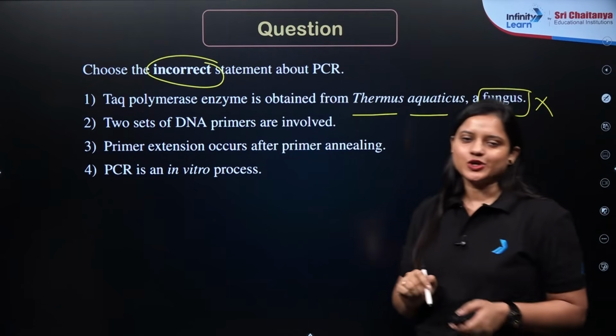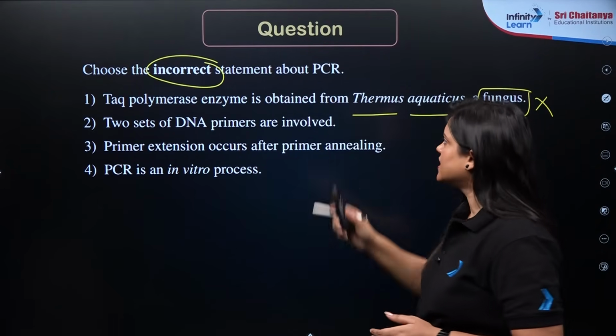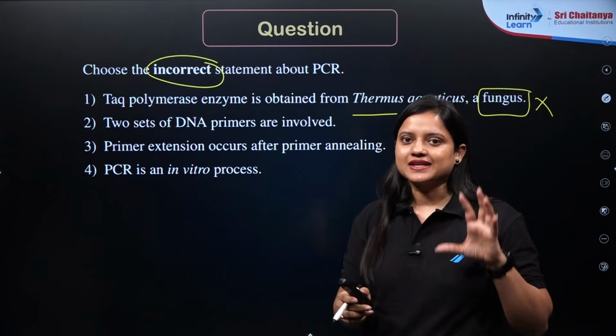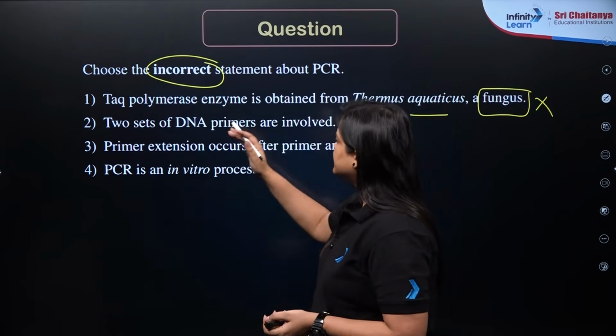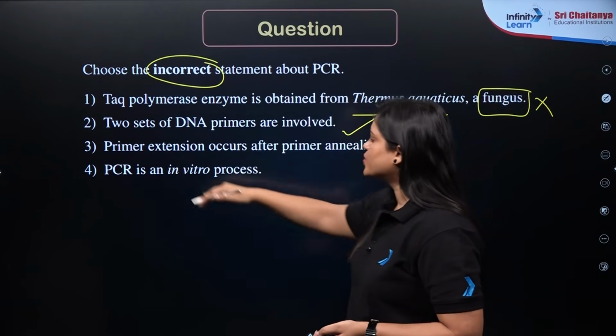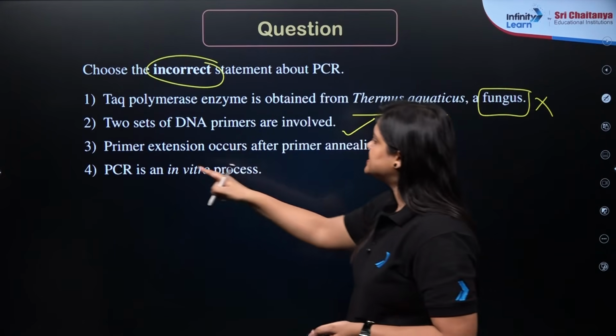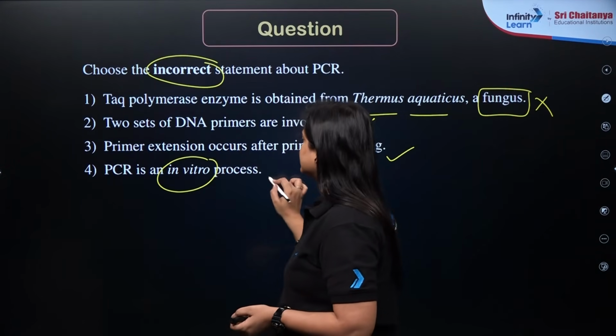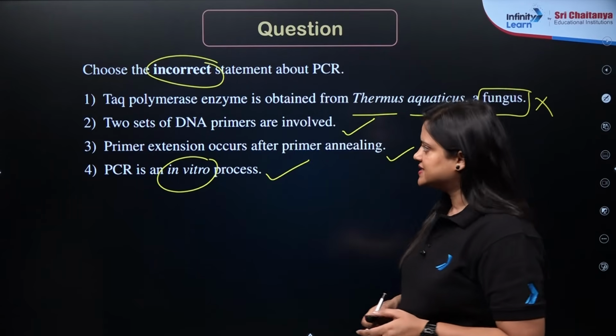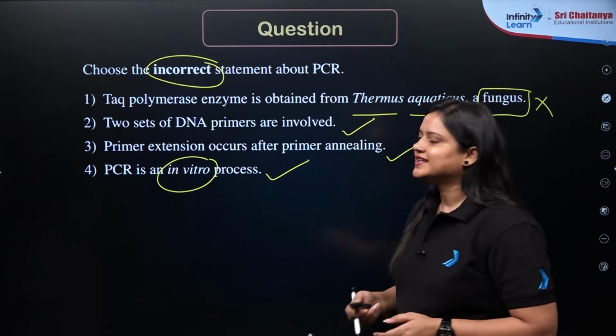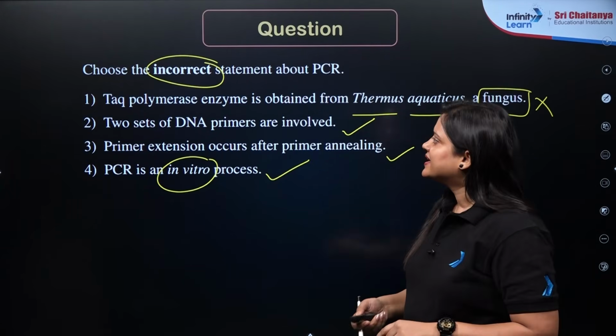So this is the incorrect option. Answer is 1 because Thermus aquaticus is a bacteria, right? 2 sets of DNA primers are involved. That's true. Primer extension occurs after primer annealing. That's true. PCR is an in vitro process. Yes, outside the body or cell. Yes, it is true. So correct answer here is 1.